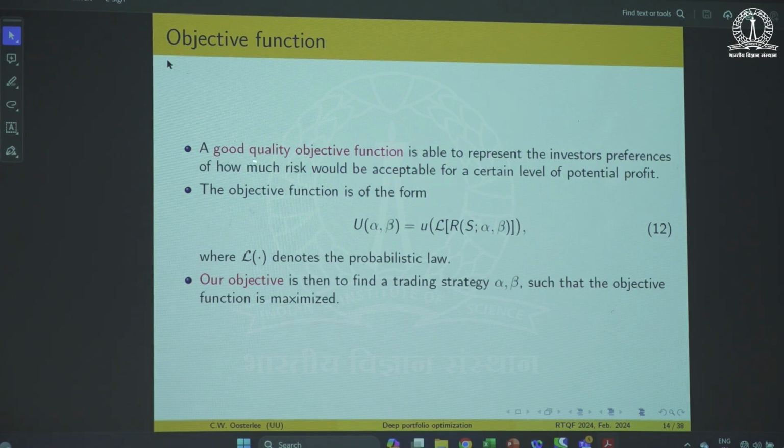So a good objective function should represent the investor's preferences, right? And how much risk would be acceptable for a certain level of profit. Our objective function, which we denote by capital U, depends on alpha and beta. It depends on the law of this return at final time, so on the distribution, or the probability density, at final time. So we look for a strategy with alpha and beta such that the objective function is maximized.